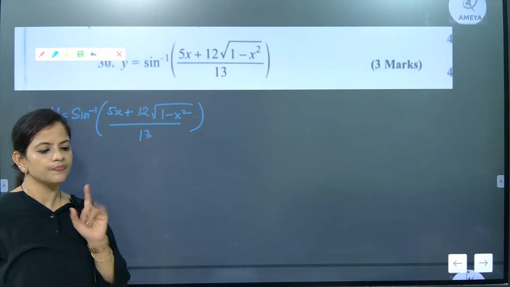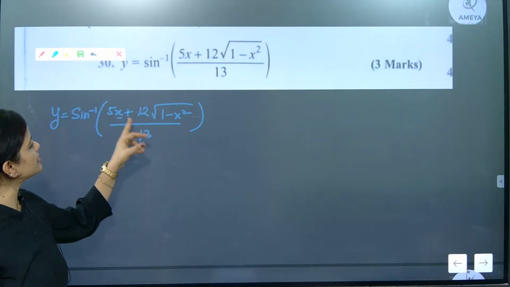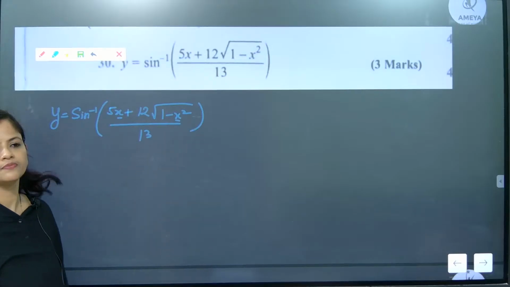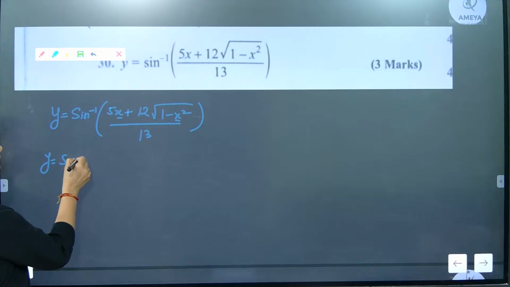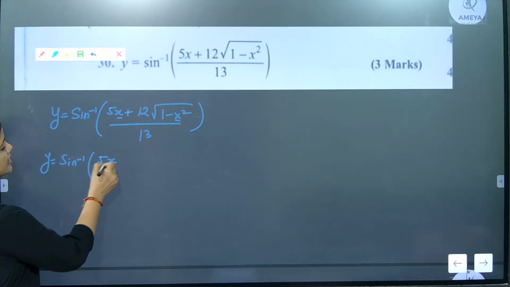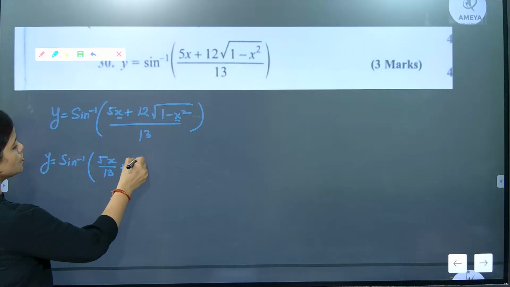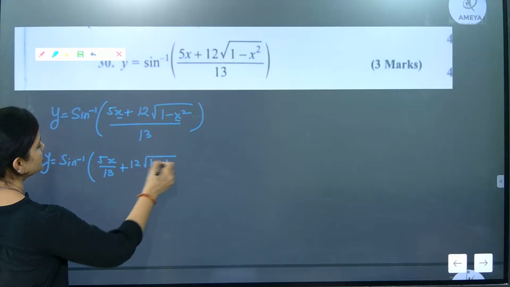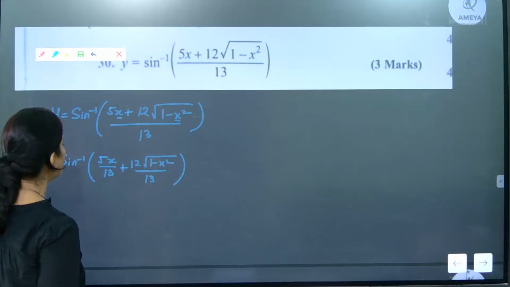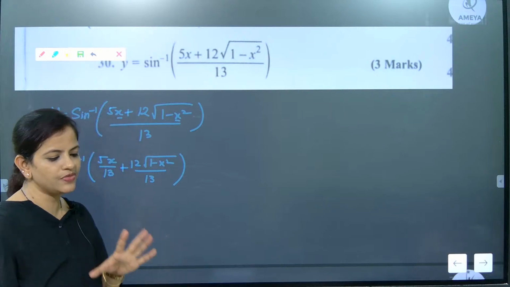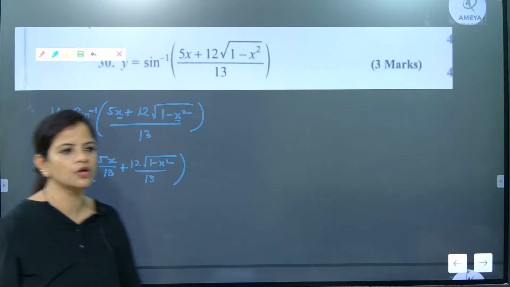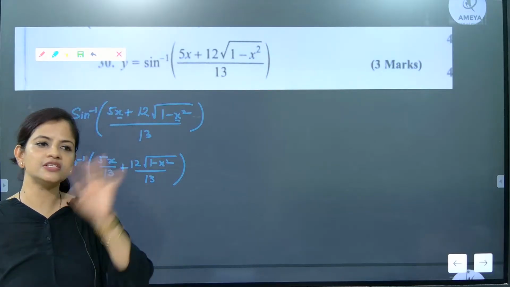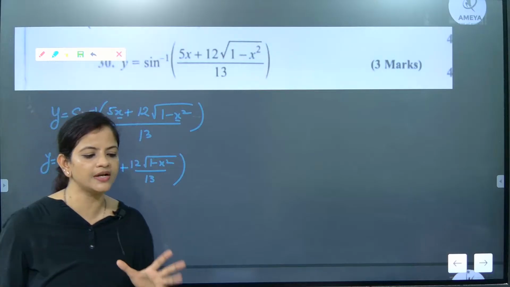The clue here is, you see very nicely, here 5x is there and here x square is there. Okay. So we can split it like this: y equal to sine inverse of (5x by 13 plus 12 root under 1 minus x square by 13). Now, I think the Pythagoras triplet is one thing we must also think about. How? Look here, 5, 13 and 12 are there. That is the Pythagoras triplet. Understood? That means we need something complementary, complementary trigonometric ratios, actually.